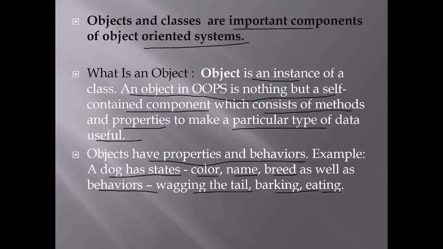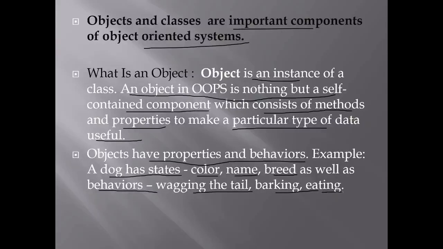One more point: when you consider a system, the objects have to communicate with each other. A system is a collection of objects, and those objects have to communicate with each other. One object has to pass a message to another object, so exchange of messages between the objects has to be done.